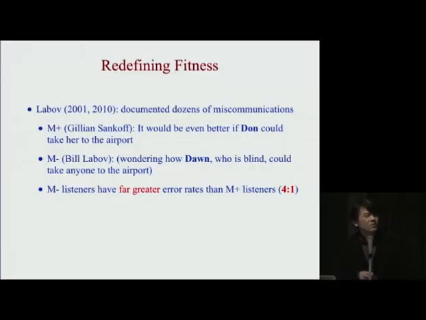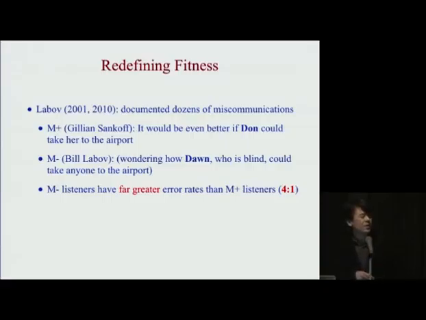But when this thing was said, it was about 20 years ago, we had a female graduate student in the department by the name of D-A-W-N, who was actually blind. So Bill clearly understood D-O-N to be D-A-W-N, and was wondering why a blind person could take anyone to the airport. Okay, so this is actually a genuine case of misunderstanding.